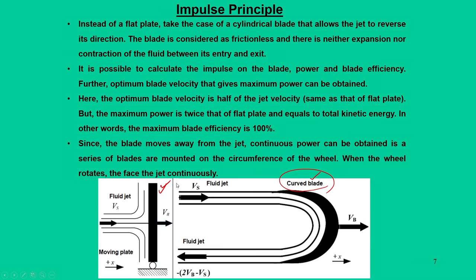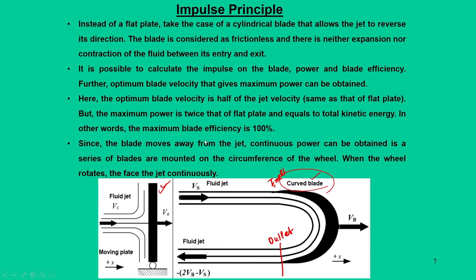So, we are allowing this fluid jet to travel in an organized manner: it enters at this point, which we call the inlet, and it leaves the blade at the outlet. Through this process, it is possible to calculate the impulse on the blade, the power, and the blade efficiency, and further, the optimum velocity that gives the maximum power can be found.